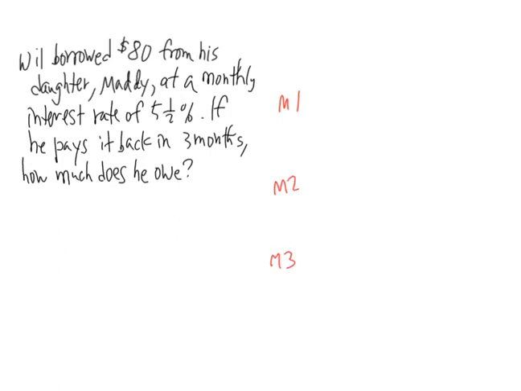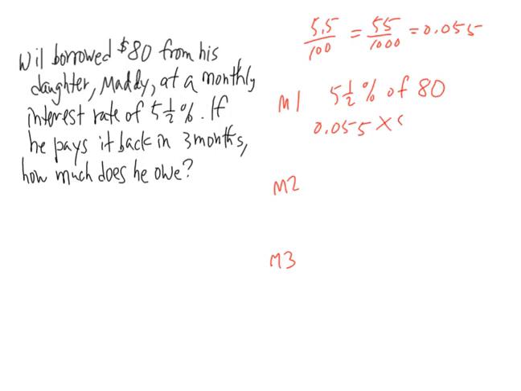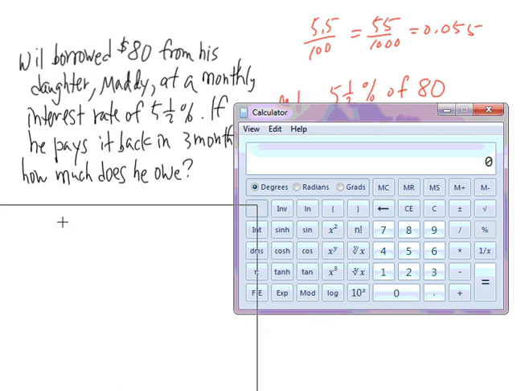So the first month, I owe Maddie 5.5% of $80 for interest. So not only do I owe her the $80, but I owe her 5.5% extra. So 5.5%, just to show you the train of thought, is 5.5 out of 100. That's 5.5%, or 55 over 1,000, or 0.055. That's 5.5% as a decimal of $80.